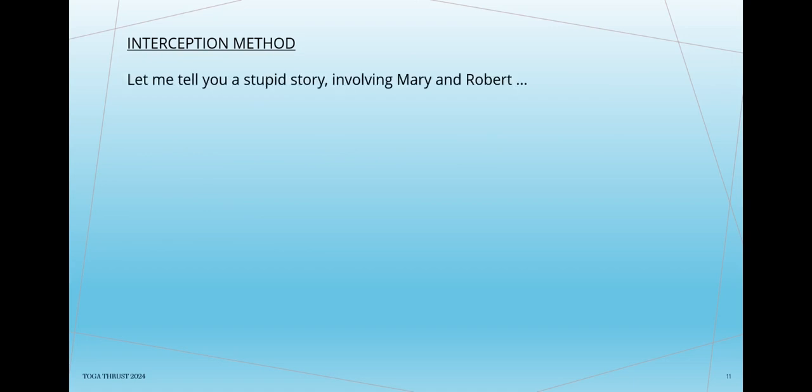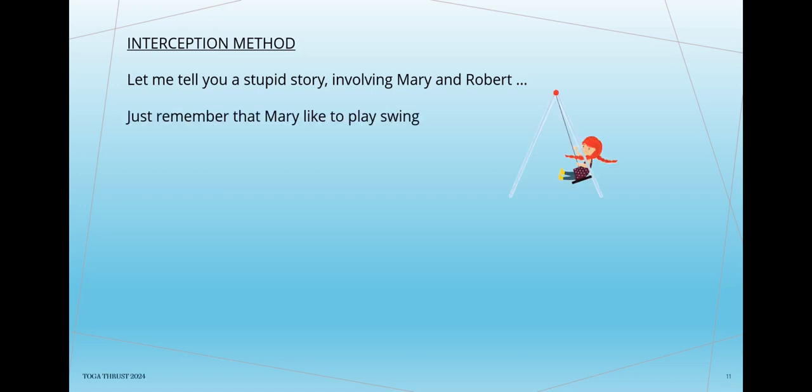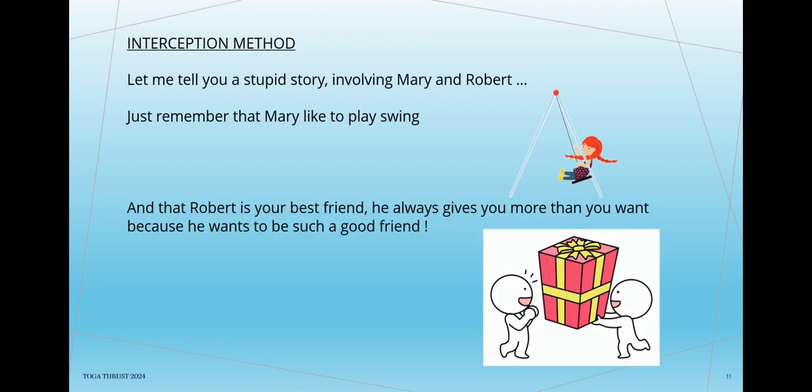Let me tell you a stupid story, involving Mary and Robert. Just remember that Mary liked to play swing. And that Robert is your best friend, he always gives you more than you want because he wants to be such a good friend. And then you say, what is this all about?